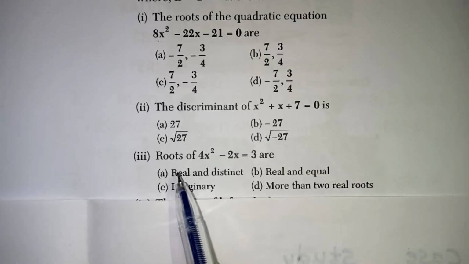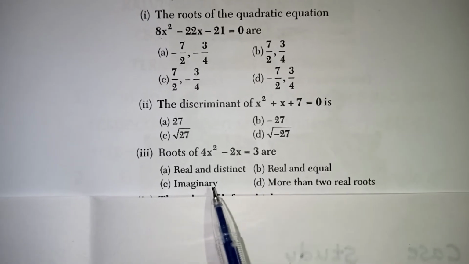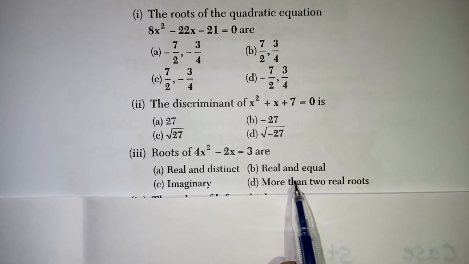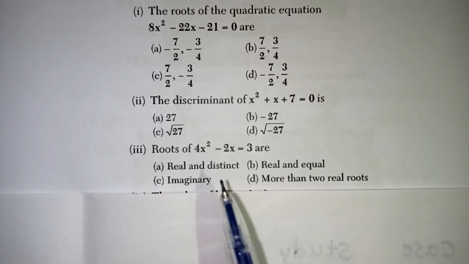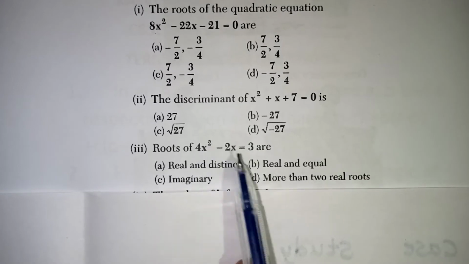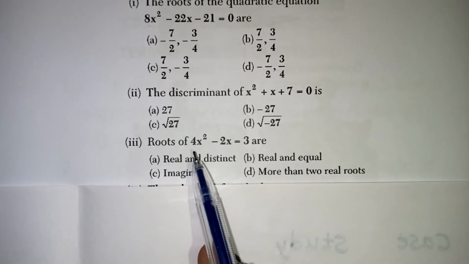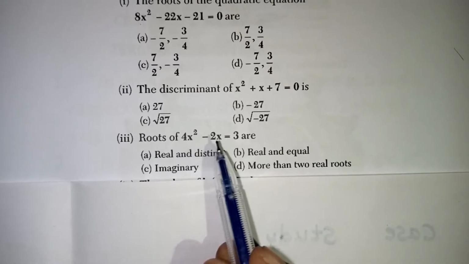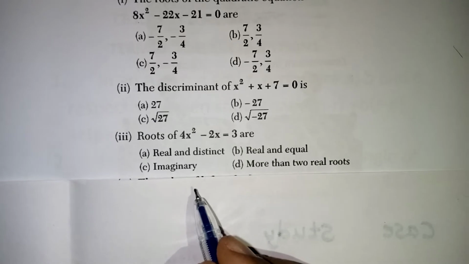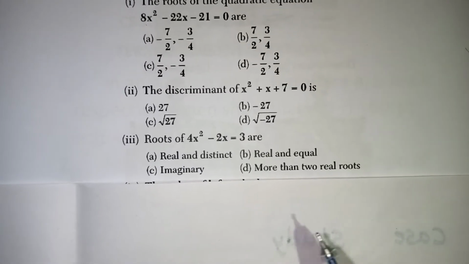So next one. Roots of these equations are, the nature of the roots they are asking, whether they are real and distinct or real and equal or imaginary or more than 2 equal real roots. Since it is a quadratic equation, we should not take more than 2 real roots, because it can have maximum only 2 roots, as the degree is 2. So let's find the discriminant first.